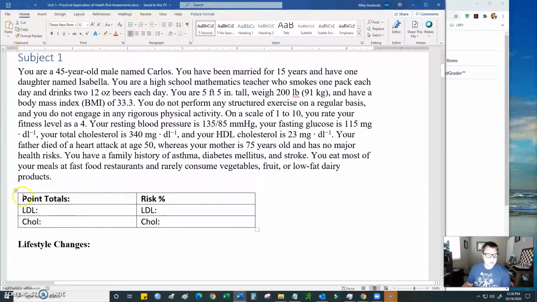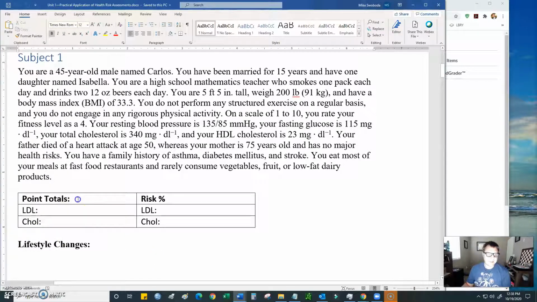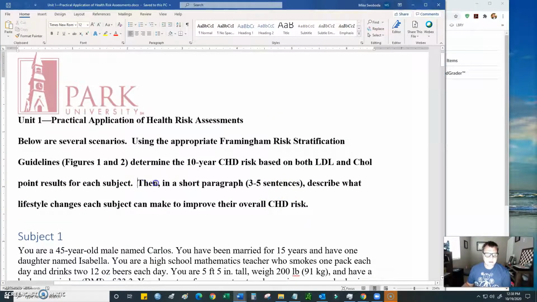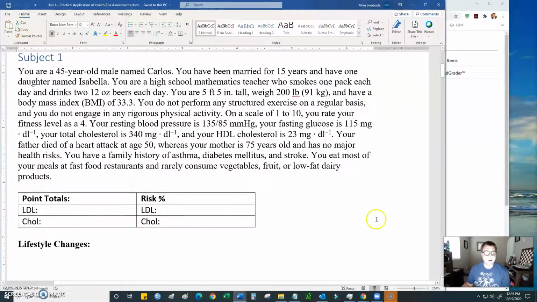So you have these 6 boxes to fill in, your point totals. You're actually not filling in anything for these top 2, so just for these bottom 4. For the LDL and the cholesterol totals, you should have points here. For the risk percentage, you should have a percentage number there. And then for lifestyle changes, you're going to write lifestyle changes that each person can make to improve their overall coronary heart disease risk.